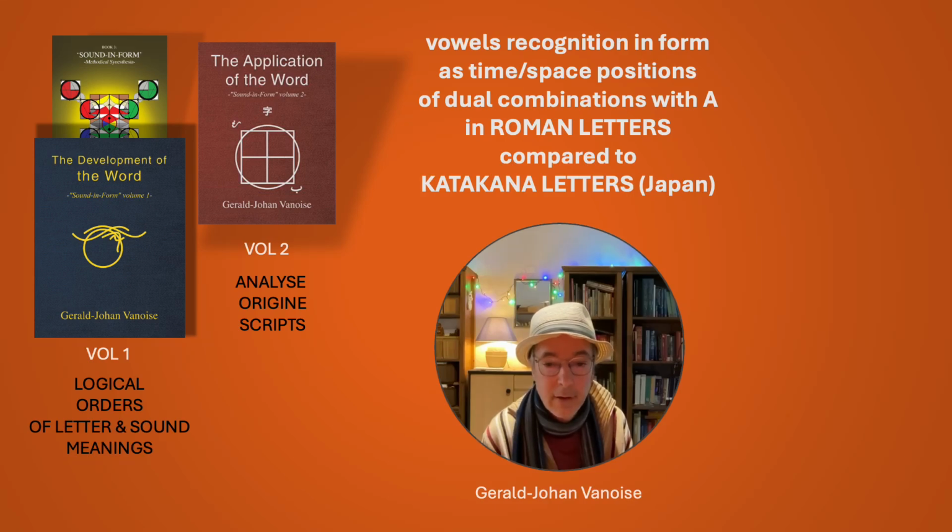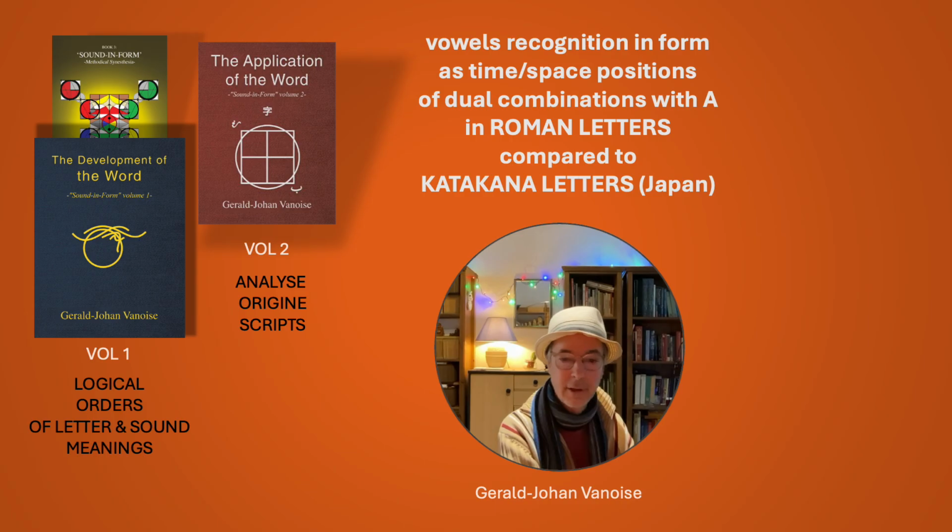Let's have a look at the combinations with the letter A and some consonants, as we also have Katakana letters, dual letters of a combination of A with all of the consonants. They have expressions that are visible, and these visualizations can be understood from the positions where we are and from the positions how we orientate ourselves in time and space in an environment. They can be recognized, and I will show you how they can be recognized also as combinations of letters.